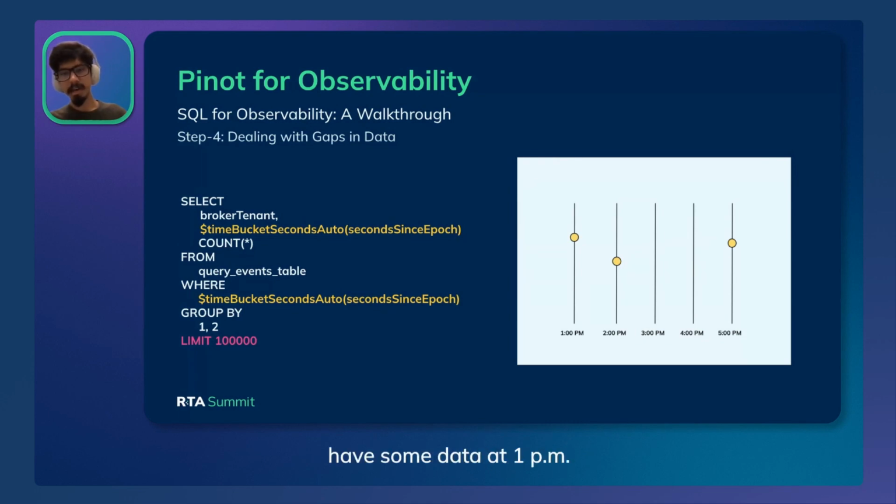So essentially we have some data at 1 p.m., and these are count data I'm trying to show using the dots. So the higher the dot, the higher the count, basically. So at 1 p.m. we have a high count, at 2 p.m. it dipped a bit.